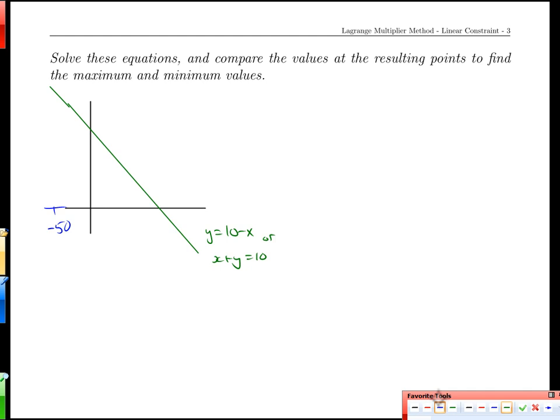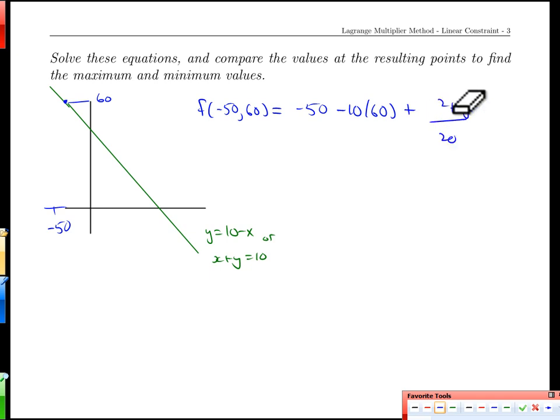So 60, not quite to scale. That is the only point that satisfied our equations. And what we can do is evaluate the function there. F at negative 50, 60 is equal to, remember our function was x, so minus 50, minus 10y, minus 10 times 60, and plus x squared plus y squared over 20.